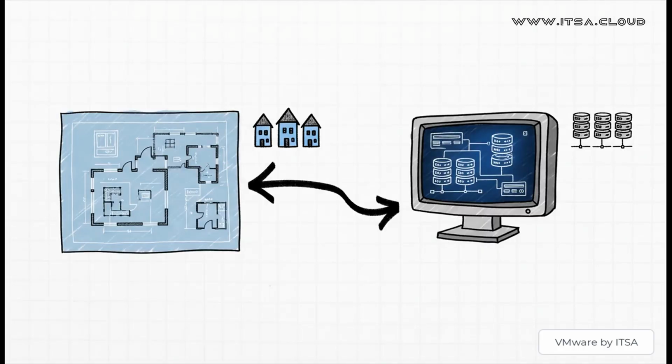And that blueprint analogy, it's seriously the best way to think about this. You know how a builder uses a blueprint to make sure every house is built exactly the same, super quickly and without mistakes? That's exactly what you're doing here, but with virtual machines. It's all about perfect consistency every single time.